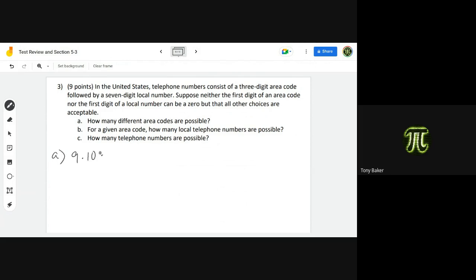If it said the numbers could not repeat, it would be 9 again because I would accept the 0 now, but not the first number. And then the last number would also be 10. So there is a total of 900 area codes.